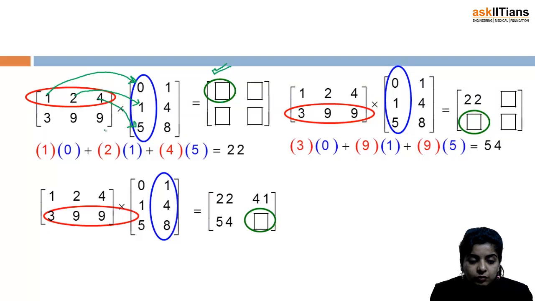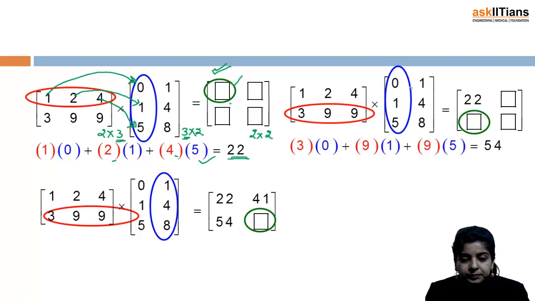First of all, you'll check the order, in fact. So 2 rows 3 columns and 3 rows 2 columns, so they are conformable for multiplication since the internal dimensions are the same, and the order of the resultant would be 2 cross 2. So what do we get? 1 into 0 plus 2 into 1 plus 4 into 5, which gives us 22. This is the element at the first row, first column.